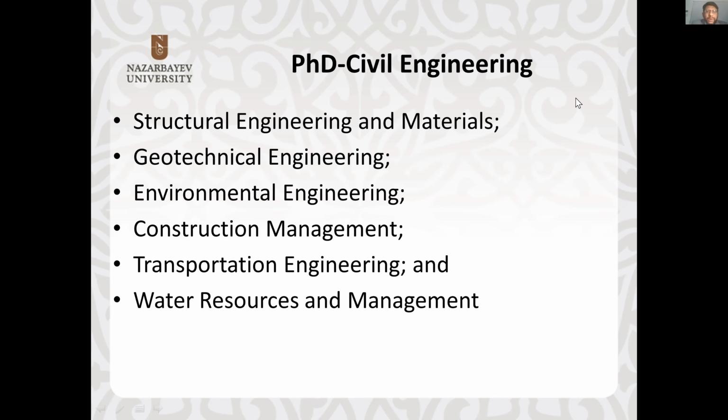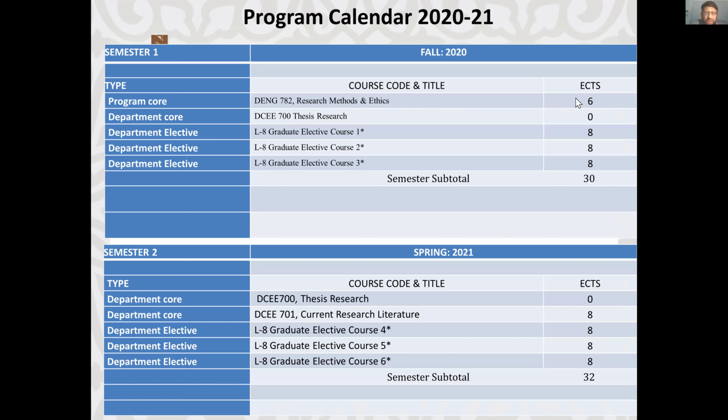This is the typical program calendar that shows the list of courses you must take in the first year. You will see that we have few core courses at the school level and at the department level. For example, you see that this is the main course which is offered by the school, which the title is Research Methods and Ethics. In the first semester, you have to take 3 electives. Similarly, in the second semester, you also need to take 3 more electives.